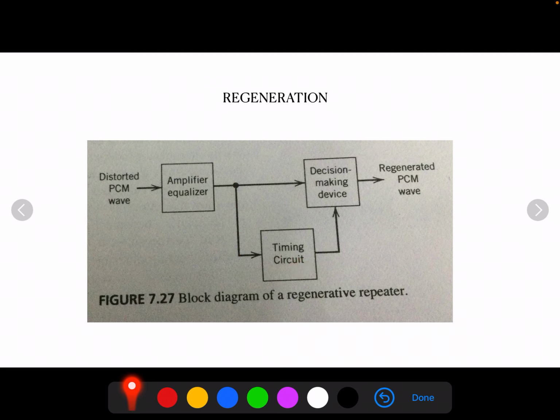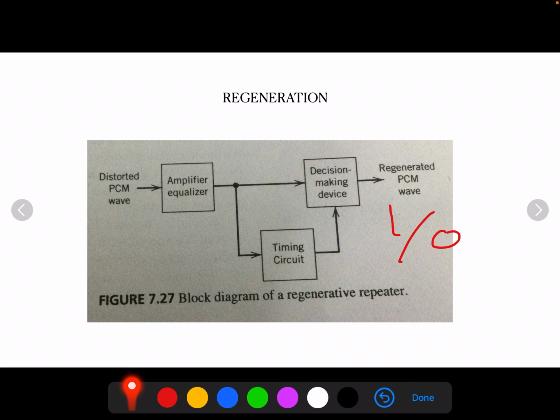The sample so extracted is compared to a predetermined threshold in the decision making device. In each bit interval, a decision is then made whether the symbol is 1 or 0 on the basis of whether the threshold is exceeded or not. If the threshold is exceeded, a clean new pulse representing symbol 1 is transmitted to the next repeater. Otherwise, a clean 0 pulse is transmitted.